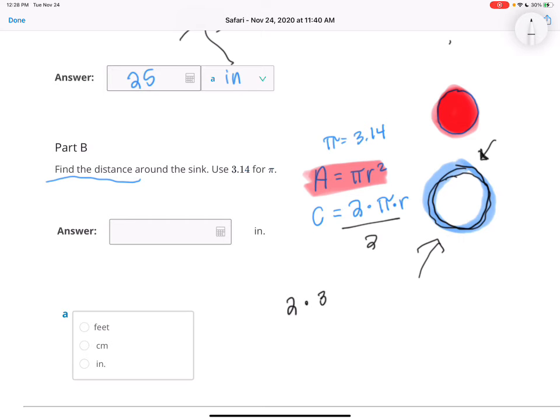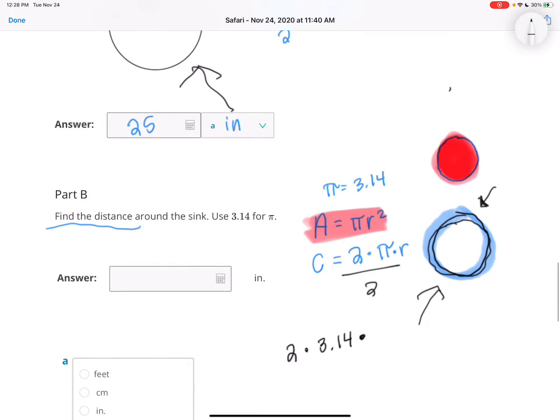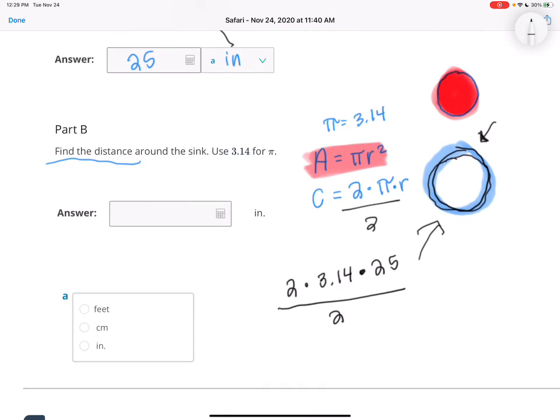2 times 3.14 times radius, which we say radius is 25. And I'm going to put that over 2. Now, I'm going to show you guys a trick. If you don't like the trick, you don't have to do it. But here's the trick. Anytime you have a number that matches the denominator, you can actually cancel it out. So if I see times 2 right here and I see 2 right here by itself, I can actually scratch that out because we will have to simplify that out anyway, okay?